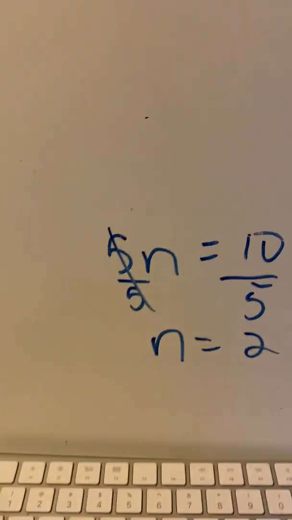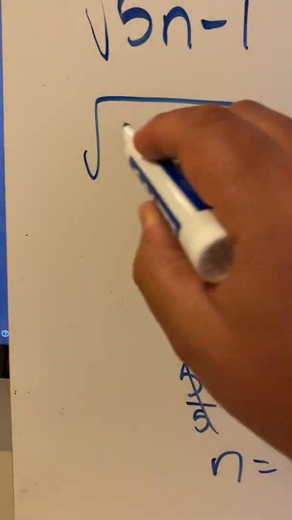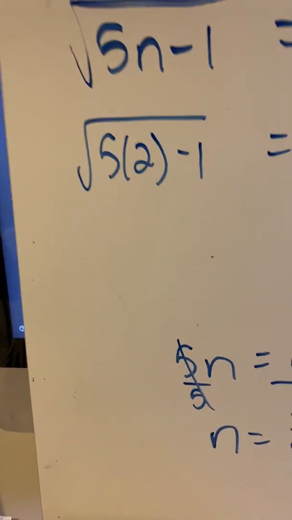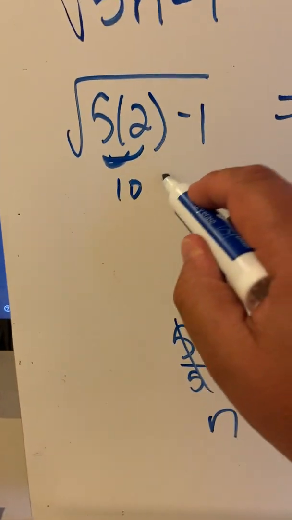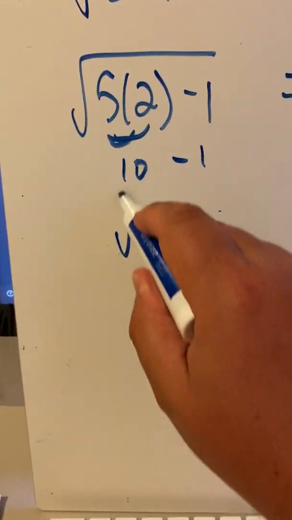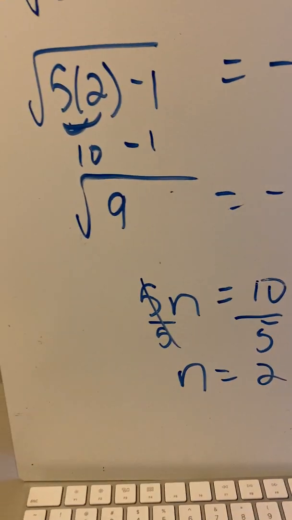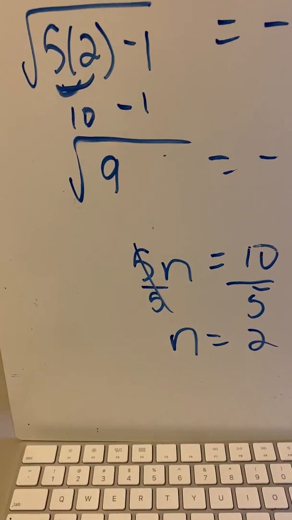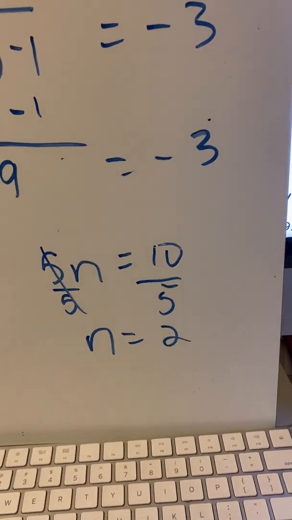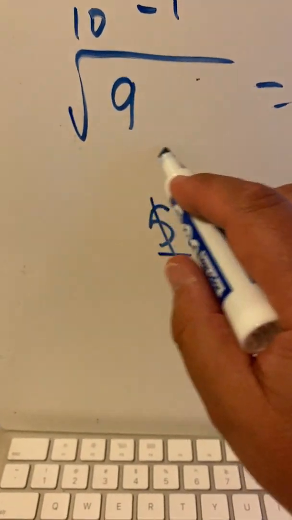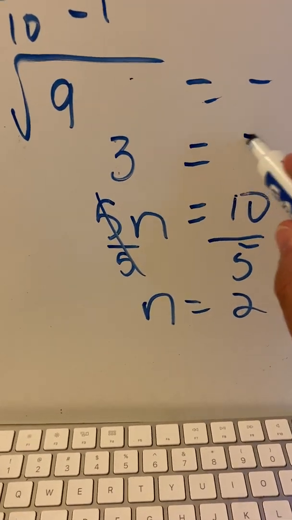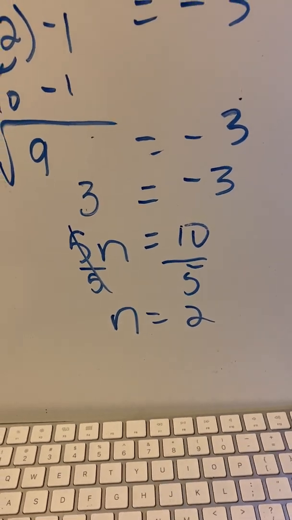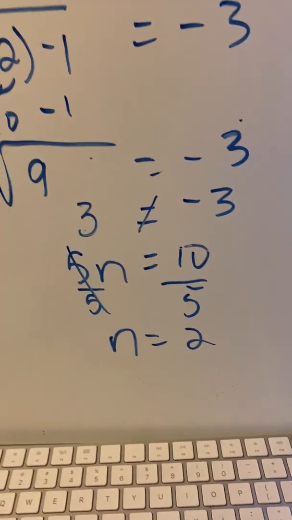Have to test it. Take the 2, put it into the radical. The radical of 5 times 2 minus 1 is equal to a negative 3. 5 times 2 is 10. 10 minus 1 is 9. The square root of 9 is equal to negative 3. What's the square root of 9? It's just plain old 3. So it's telling us negative 3 is equal to 3. That's not true. This is no solution, okay?